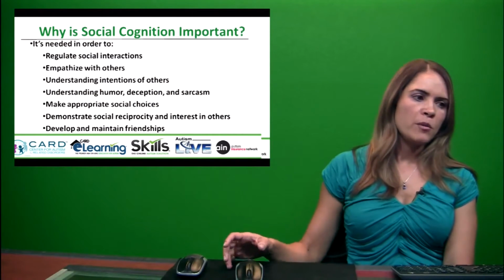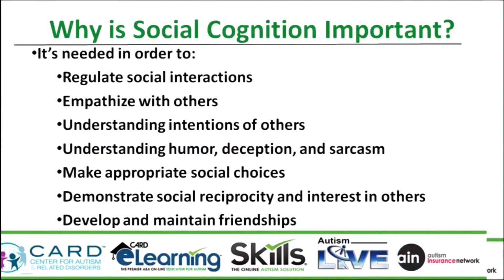So why is social cognition important? Well, if you think about it, it's needed in order to regulate social interactions. It's helpful for empathizing with others and to understand the intentions of others. It helps with understanding humor, deception, and sarcasm. It helps people to make appropriate social choices. It also allows one to demonstrate social reciprocity and interest in others and to develop and maintain friendships. And when we don't have social cognition, we're going to be lacking in all these areas. We're going to find major difficulties in these areas, and children with autism are going to have a more difficult time socially.